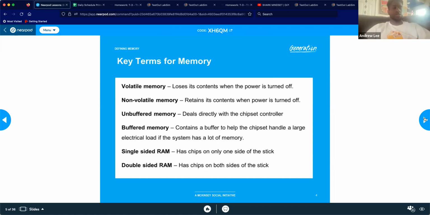Non-volatile, okay, goes in the hard drive. So we're going to be storing things like our operating system, documents, stuff like that. So various hard drives, that would be a good place for non-volatile memory.